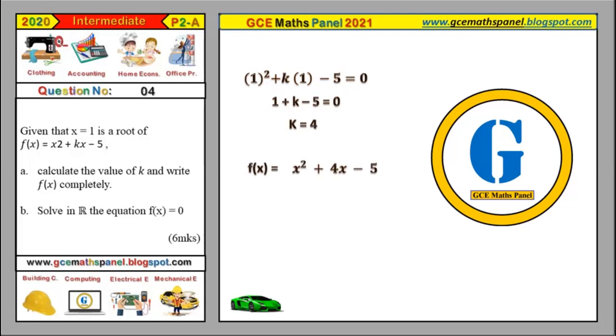So I would like to factorize. I will open 2 brackets. In the first bracket, I'll put x. In the second one, I'll put x. Now, the coefficient of x squared is 1, and the constant term here is minus 5. So I want to look for 2 numbers, 2 factors of minus 5, that when I multiply, I will have minus 5.